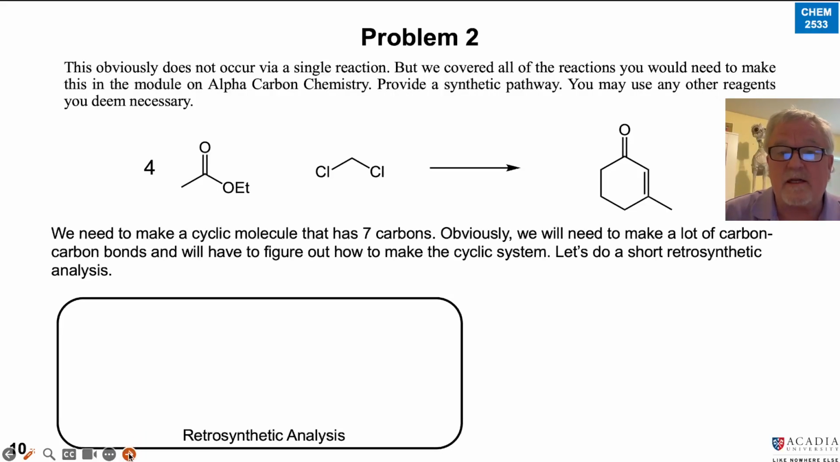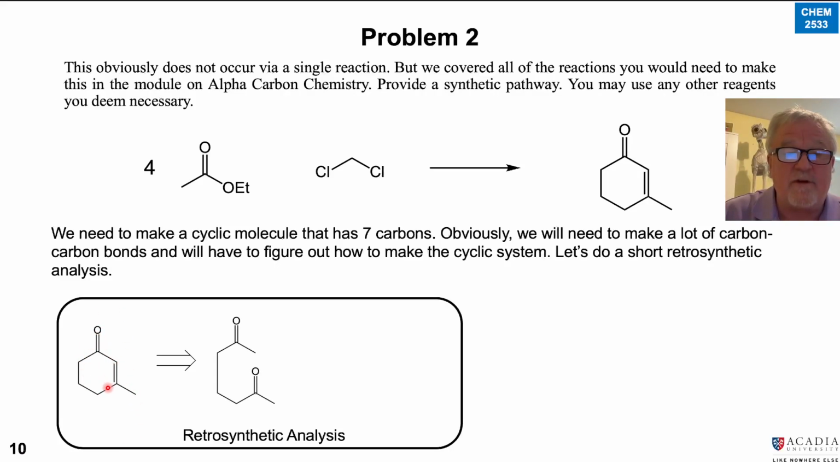We need to make a cyclic molecule that has 7 carbons. Obviously, we'll need to make a lot of carbon-carbon bonds. We'll have to figure out how to make the cyclic system. So how are we going to do that? Let's do a retrosynthetic analysis.